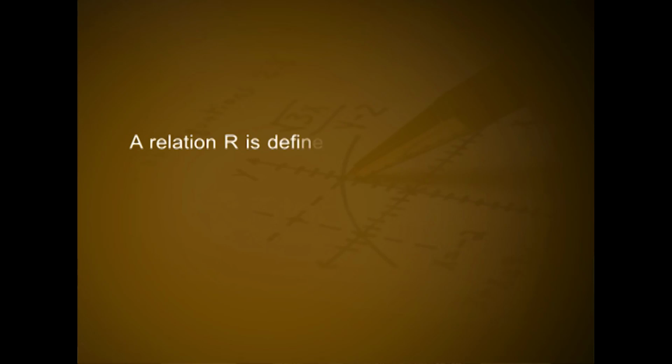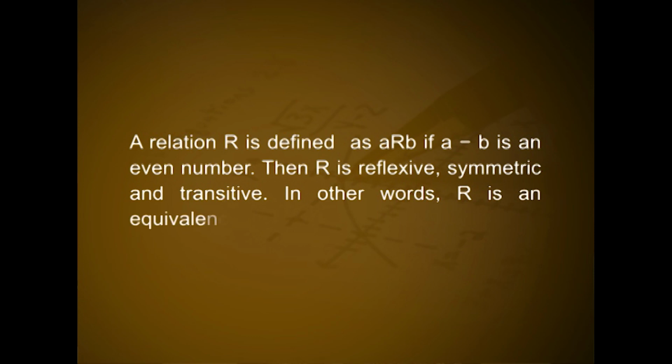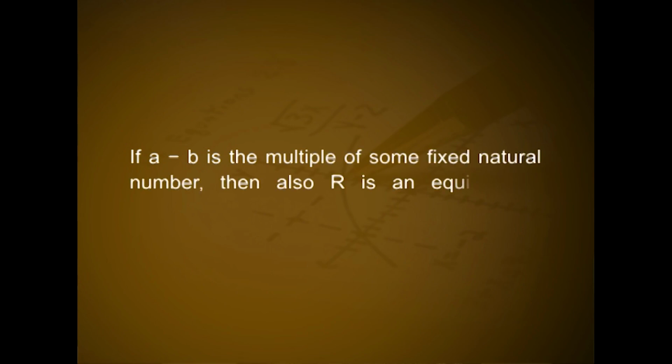Next example, consider the set of all integers. A relation R is defined as a related to b if a minus b is an even number. Then R is reflexive, symmetric and transitive. In other words, R is an equivalence relation. If a minus b is a multiple of some fixed natural number, then also R is an equivalence relation.